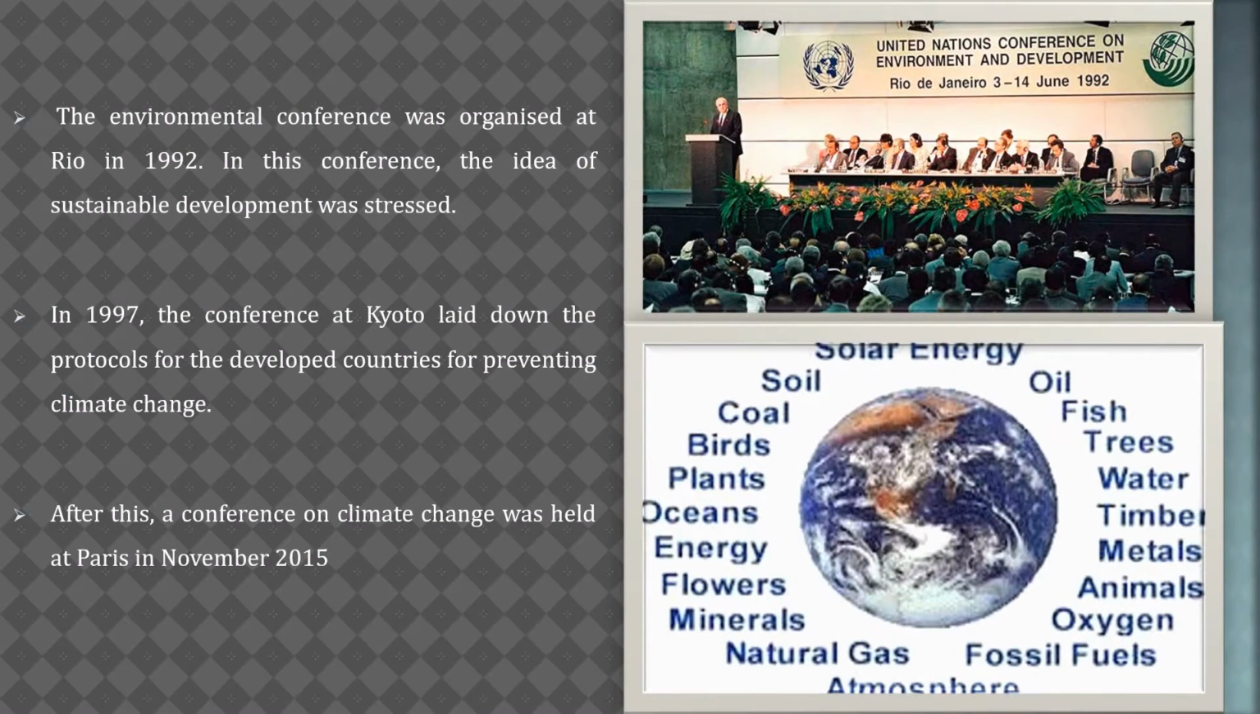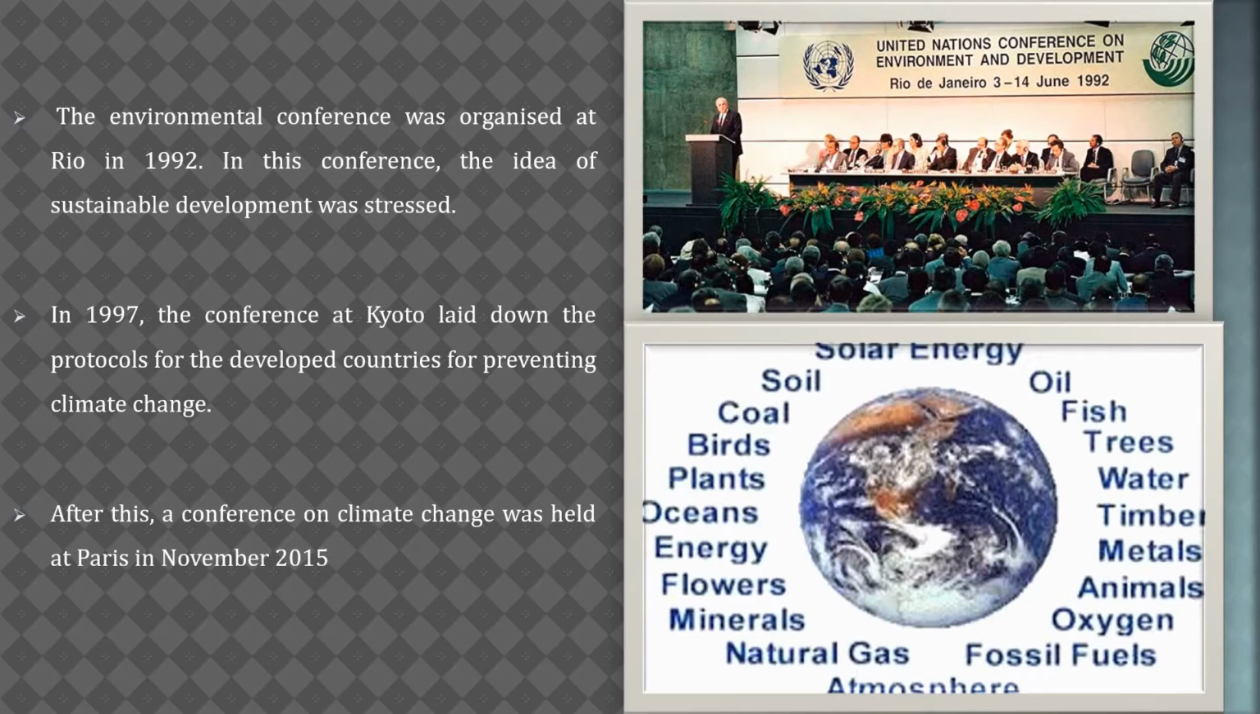The next stage was the environmental conference which was held at Rio in the year 1992. In this conference, the idea of sustainable development was stressed. Different treaties regarding biodiversity, climate change due to greenhouse gases, protection of forests, etc. were signed. In the year 1997, the other conference at Kyoto laid down the protocol for the developed countries for preventing climate change. These were applicable for 15 years.